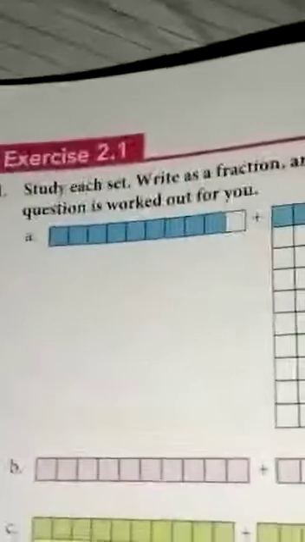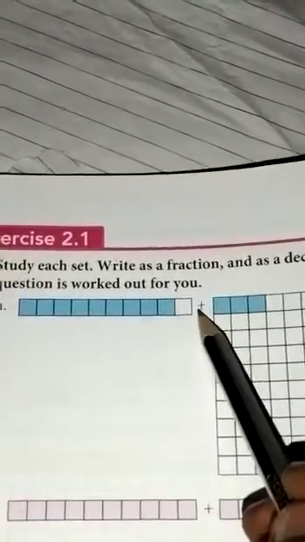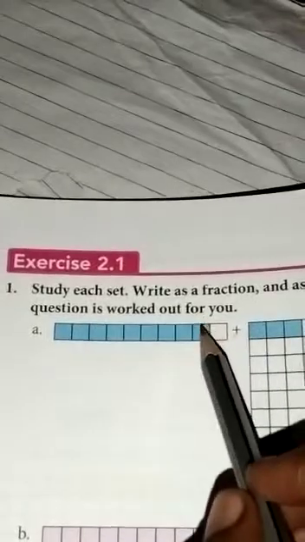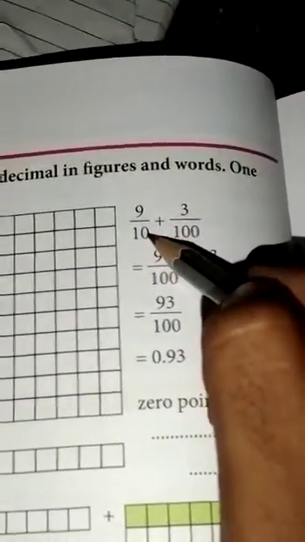Let us start. On page number 100, exercise number 2.1. The first one says: study each set, write as a fraction and as a decimal in figures and words. One question is worked out for you. So students, the first figure has 10 boxes: 1, 2, 3, 4, 5, 6, 7, 8, 9, 10. In these 10 boxes, how many boxes are shaded? 9 boxes are shaded and it can be written as 9 divided by 10.